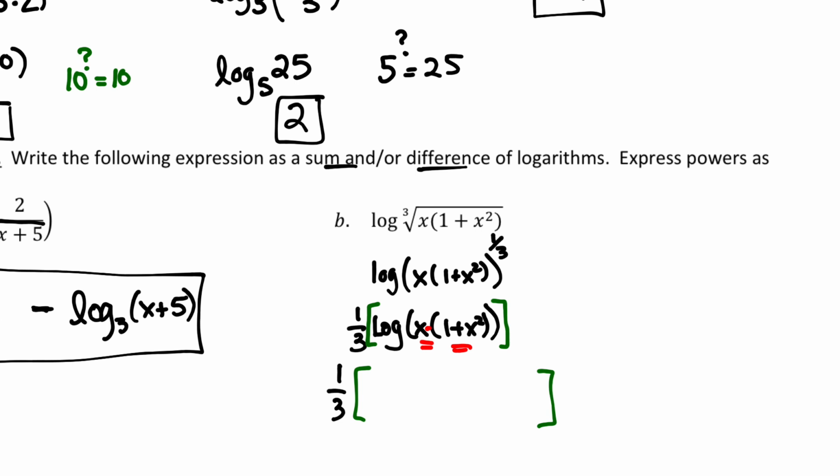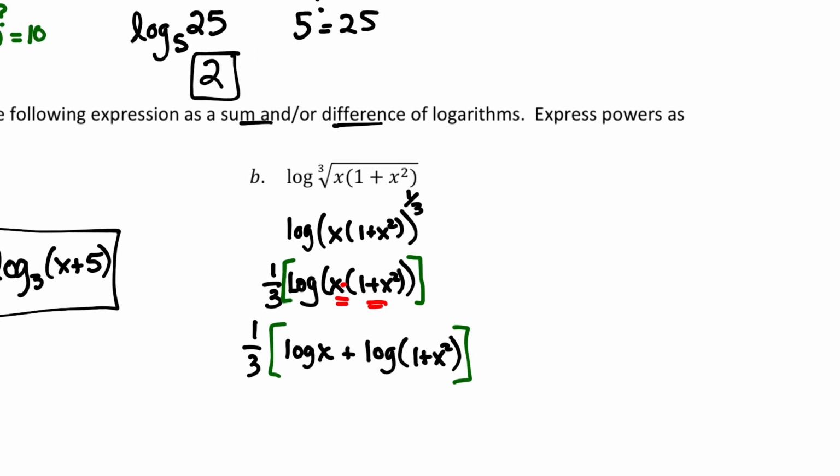So this time, instead of subtracting, what are we going to do? We're going to add them. Katya, what did you put here? So you have the 1/3 times log of x plus log of 1 plus x squared. Good. And so you could stop right there, or if you wanted to, you could distribute and write it as 1/3 log of x plus 1/3 log of 1 plus x squared.